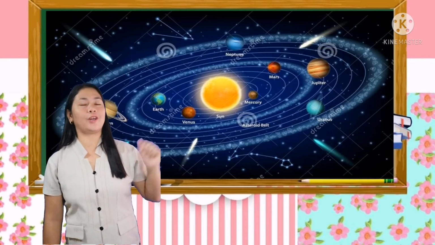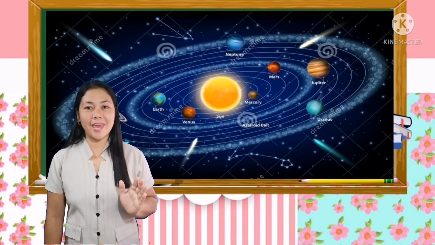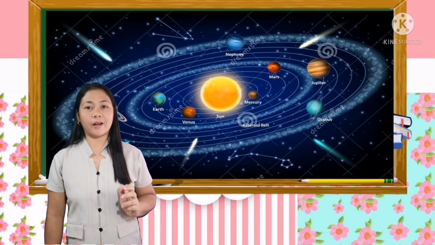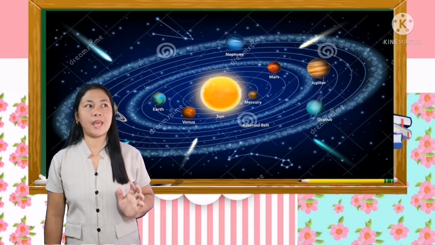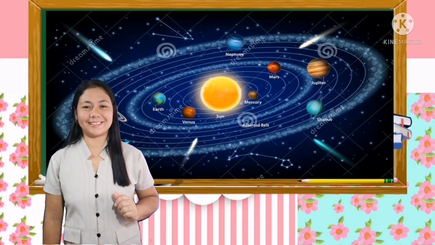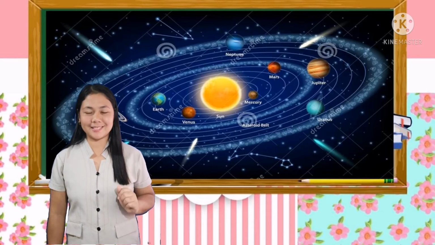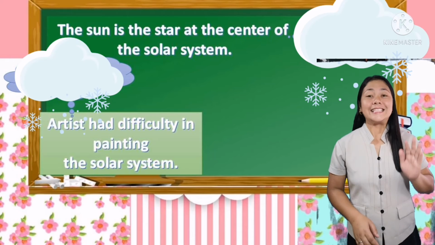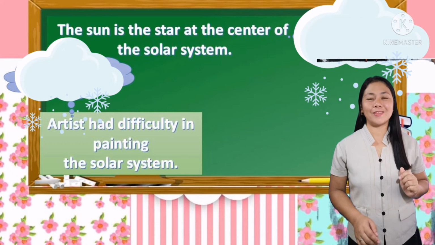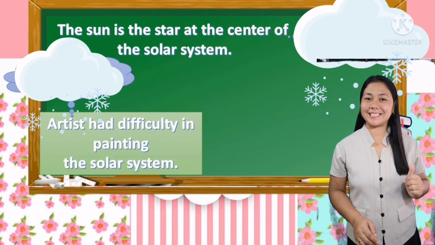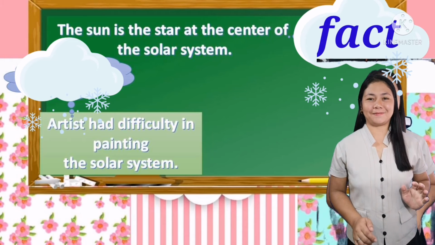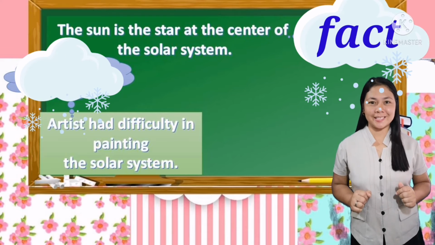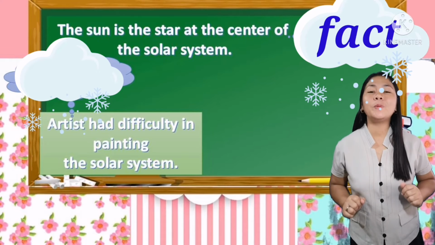Look at the picture. Can you make a sentence stating a fact or a statement stating an opinion? I will just give you a few minutes to make a sentence. The sun is the center of the solar system. Is it a fact? Artists have difficulty in painting the solar system. It is an opinion.